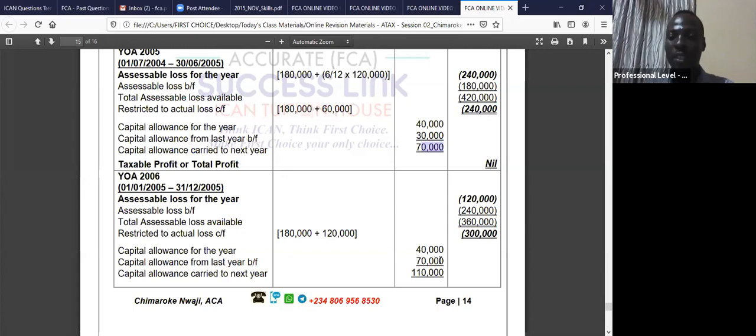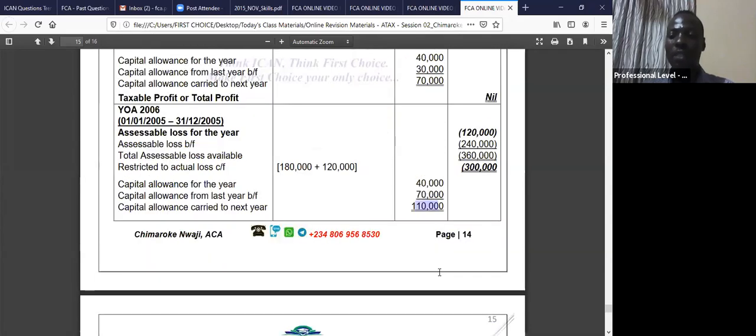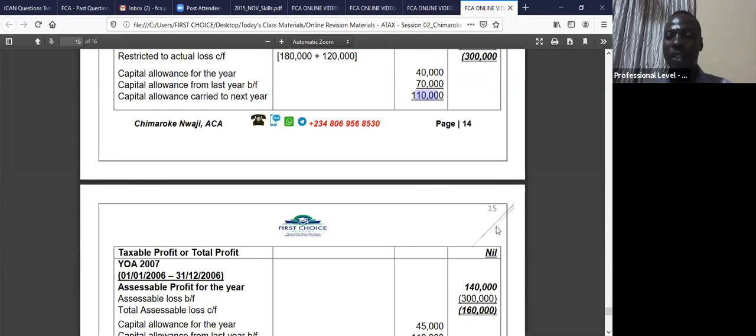When we bring 70,000, we add it, it is 110,000. Of course, we cannot relieve it because we have a loss here. So your taxable profit is nil. So you cannot even charge tax.